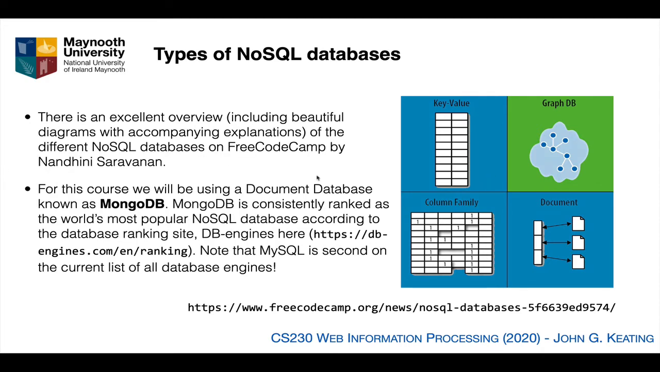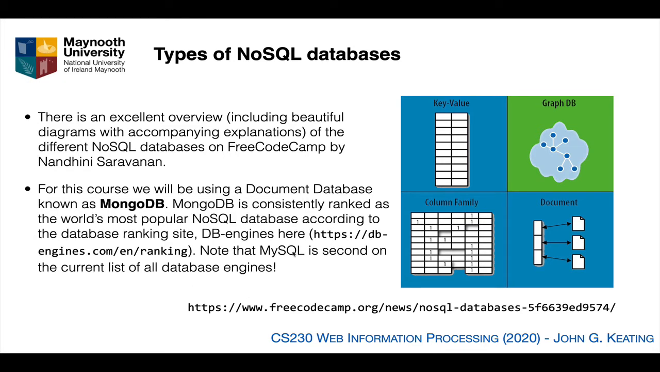MongoDB. It's a document database, and it's consistently ranked as the world's most popular NoSQL database, according to the database ranking site, DB Engines. I found this information from MongoDB themselves, of course, on their own website. And you can find that DB Engines ranking site here.